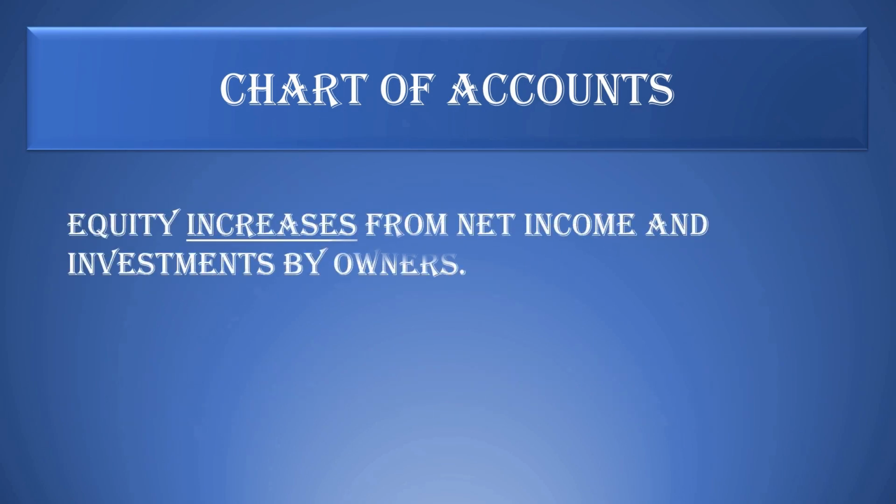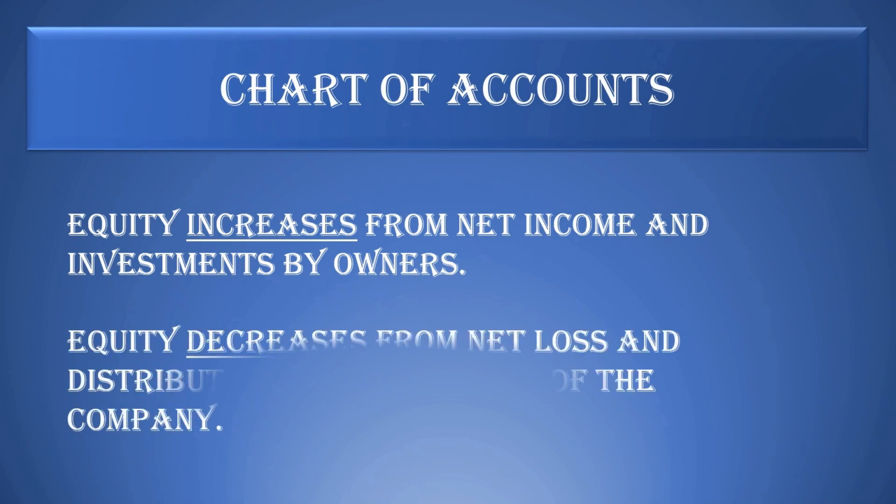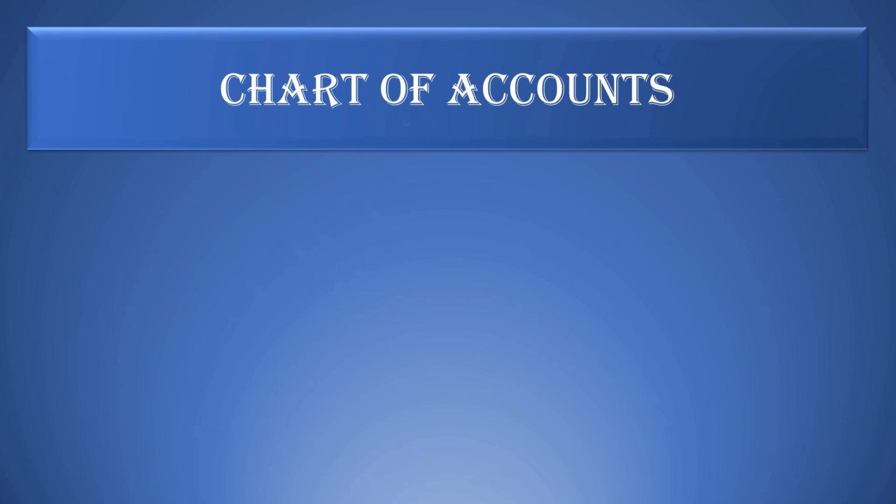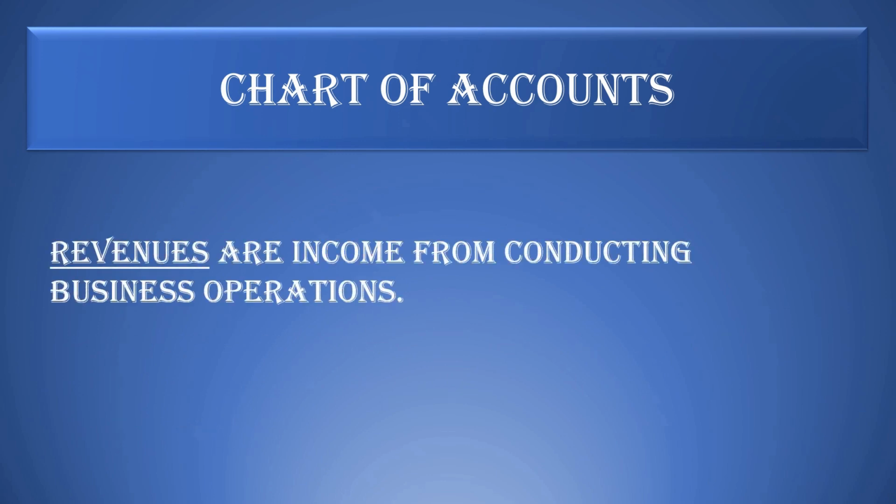Equity increases from net income and investments by owners into the company. Equity decreases from net loss and distributions to the owners of the company. Revenues are income from conducting business operations.